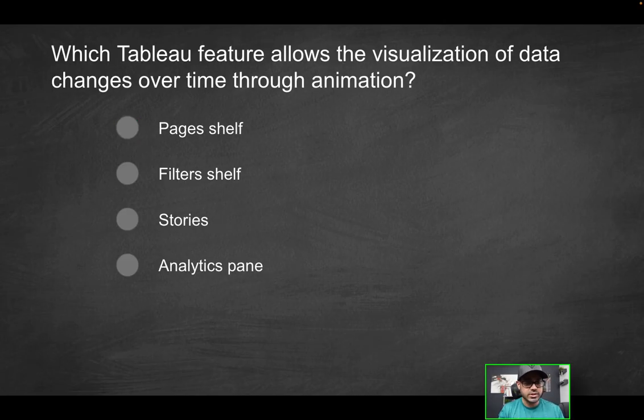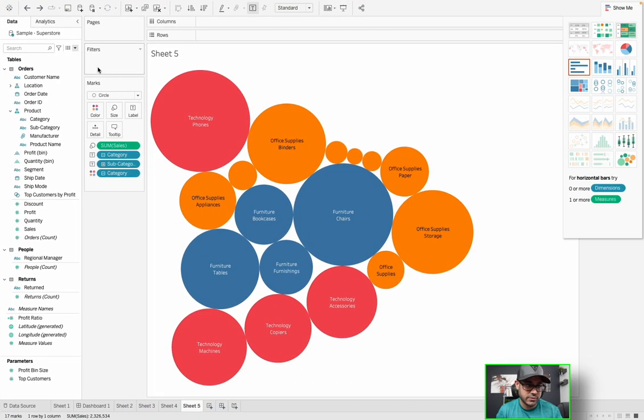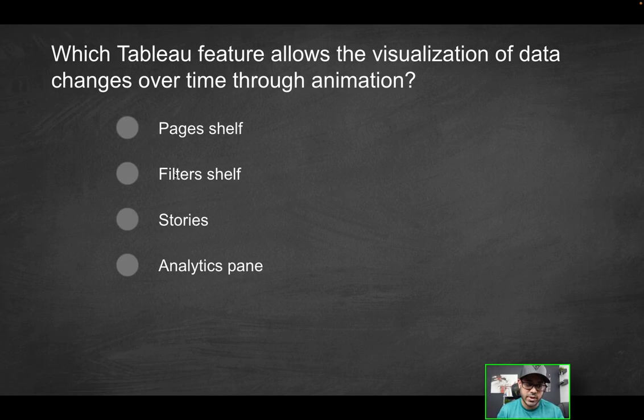Next question: which Tableau feature allows the visualization of data changes over time through animation? So keyword, over time through animation. Is it going to be the pages shelf, which I'm sure a lot of you haven't even heard of or maybe worked with, filter shelf, stories, or analytics pane? So just process of elimination, even the second option here, filter shelf, doesn't really help you with animations or seeing anything over time, right? The filter shelf is just a way to filter data. So right off the bat, that can't be the correct solution.